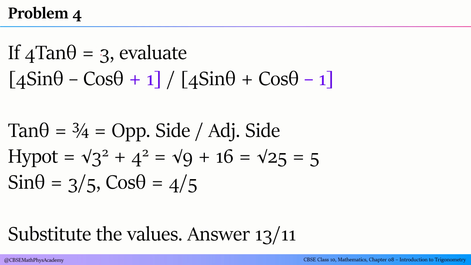So tan theta is equal to 3 by 4, which is nothing but opposite side by adjacent side. So hypotenuse is equal to the square root of the square of opposite side plus square of adjacent side, which is nothing but root of 3 square plus 4 square, is equal to root of 9 plus 16, is equal to root of 25, is equal to 5. Now you have all the three values. You can find any of the trigonometric ratios, be it sine or cos or cot or tan, anything. So sine theta value is 3 by 5, and similarly cos theta value is 4 by 5. You can substitute these values and the answer comes to 13 by 11.